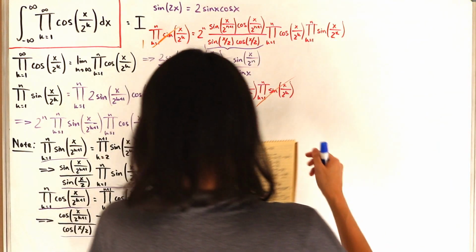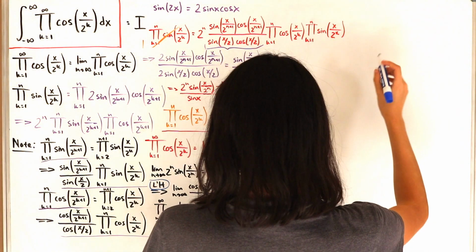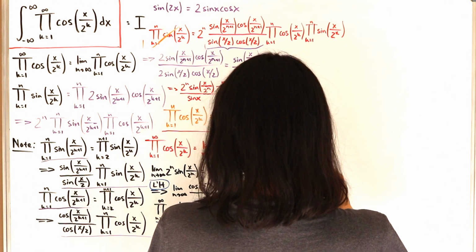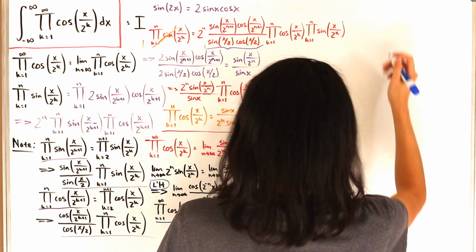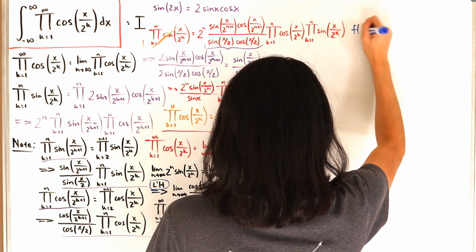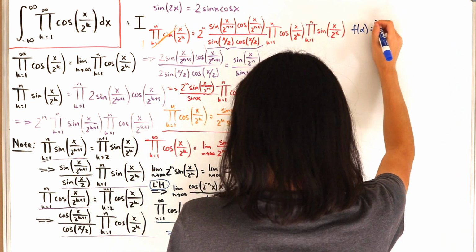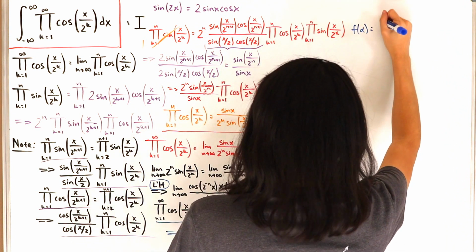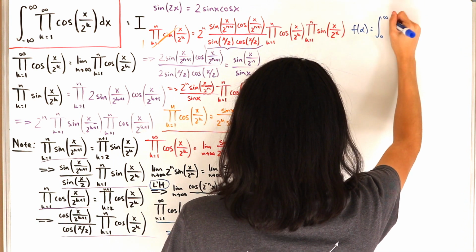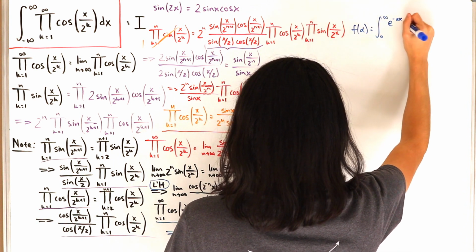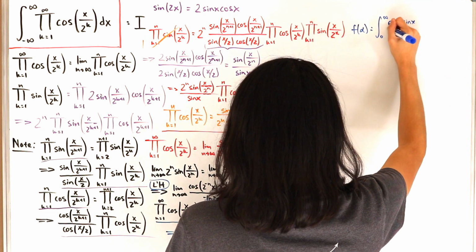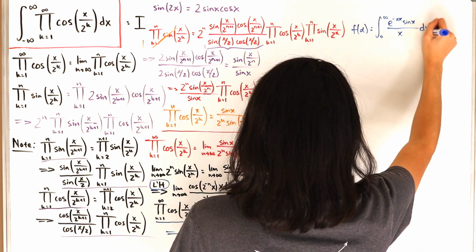That's going to be very handy from there. So let's actually define the following generalization. We'll say that the function f of alpha is equal to the integral from 0 to infinity of e to the negative alpha x, then times sine of x, then divided by x dx.